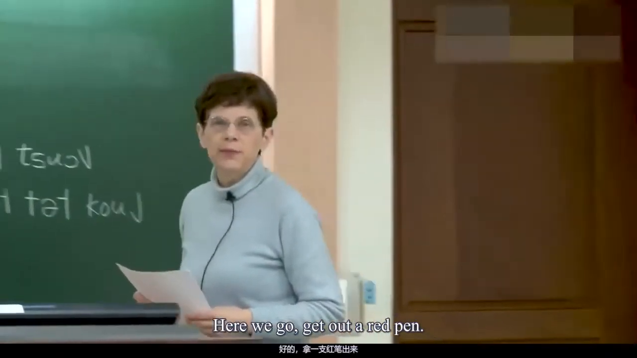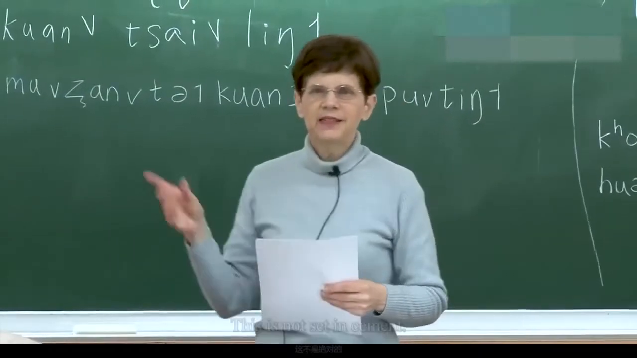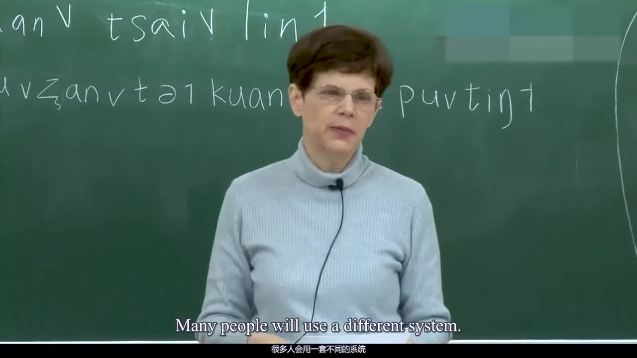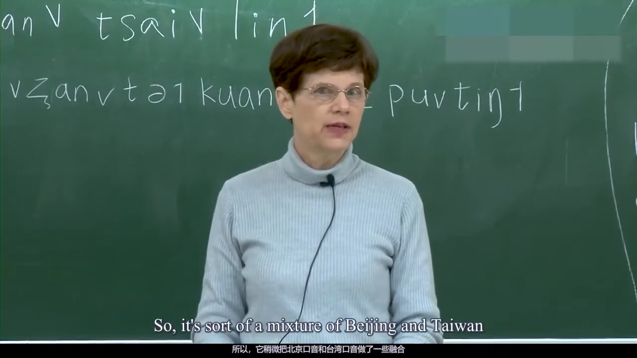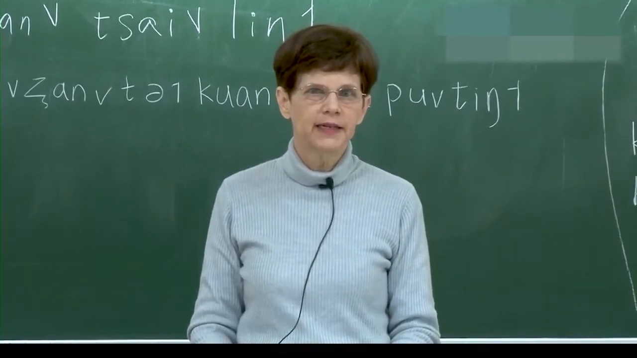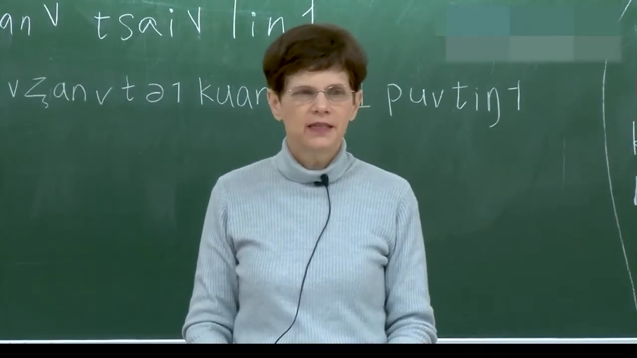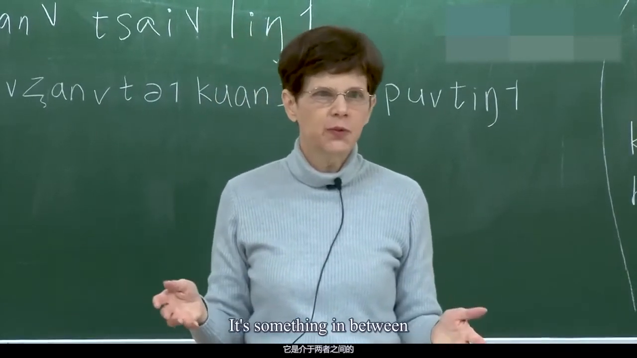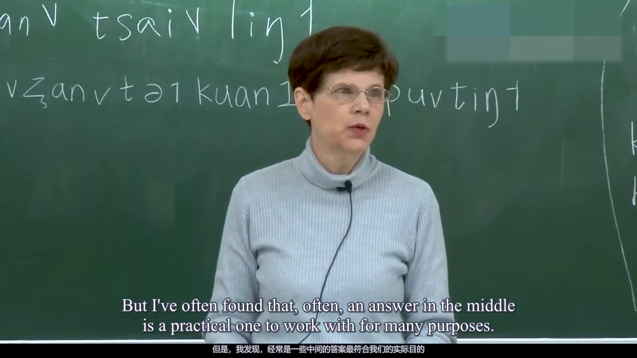Here we go. Get out a red pen. We're going to mark the answers now. Now, again, I'm going to repeat. This is not set in cement. This is not 绝对的. Many people will use a different system. I have adapted the system that I like to use for Taiwan Mandarin. So it's sort of a mixture of Beijing and Taiwan, mixture of phonemic and phonetic. And you think, well, it's neither fish nor fowl, or flesh nor fowl is what they say. 它既不是很 phonemic, 也不是很 phonetic. It's something in between. But I've often found that an answer in the middle is a practical one to work with for many purposes.